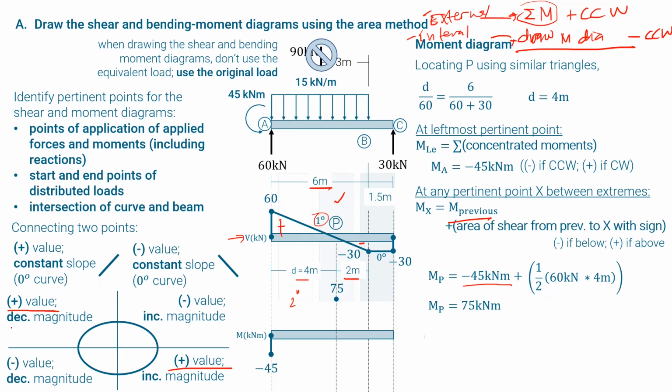Now, ano ibig sabihin ng pangalawang line about the magnitude? Titingnan mo kung ano nangyayari doon sa magnitude ng shear, no? So from 60, naging ano siya? Naging 0. Nag-cross siya ng diagram, no? 60 to 0. Ano nangyari? Nabawasan. In other words, nag-decrease siya in magnitude. So therefore, we know that the correct curve should look like this. So ito yun. And that's a 2-degree curve.